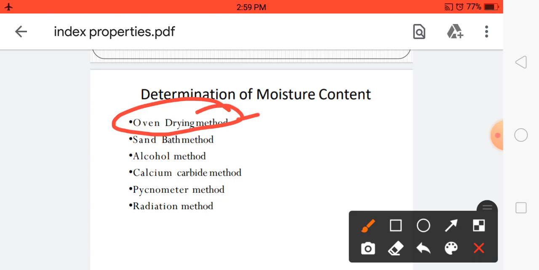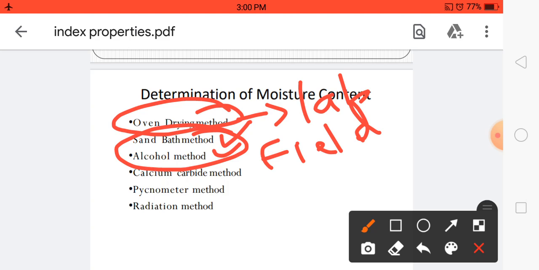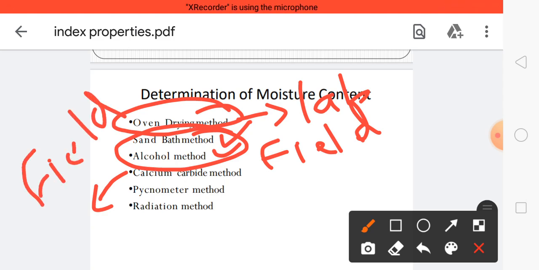This is a laboratory method and it gives accurate readings. The remaining methods: the second one is sand bath and the third one is alcohol method. These two methods are field methods, but we don't get accurate readings. The fourth method is the calcium carbide method. Again, this is a field method, but in this method the water content is determined based on wet weight of soil.